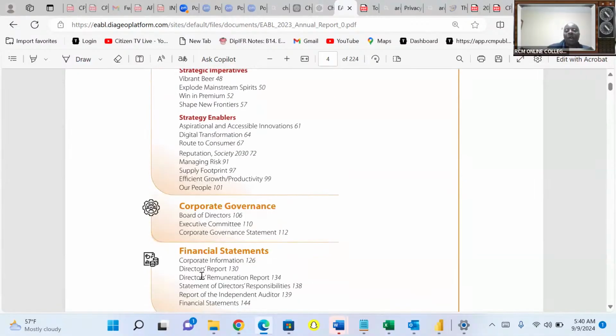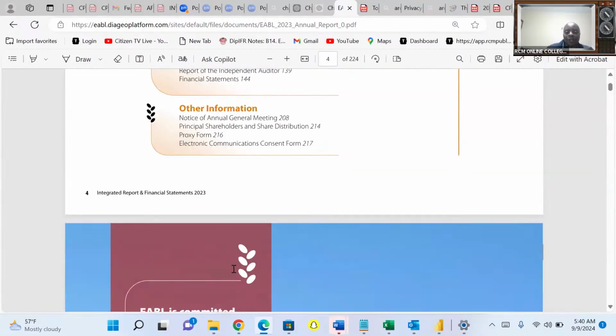You can see they have a whole like 10 pages, 6 pages, where they're talking about their corporate governance. Then I will talk about financial statements. I'll just be very brief here.